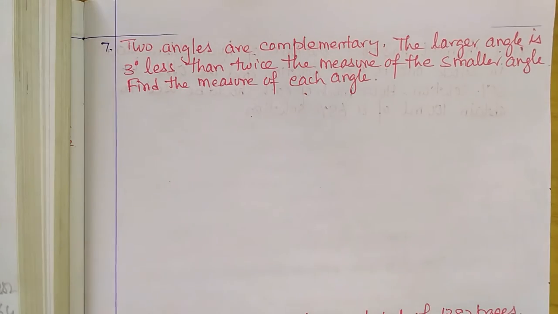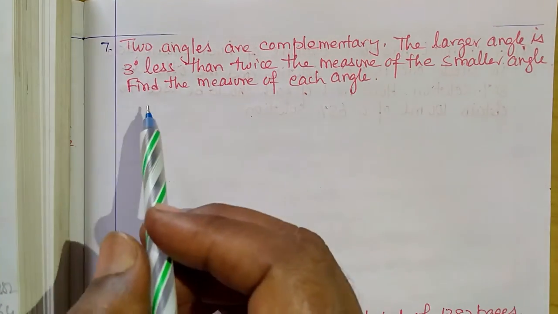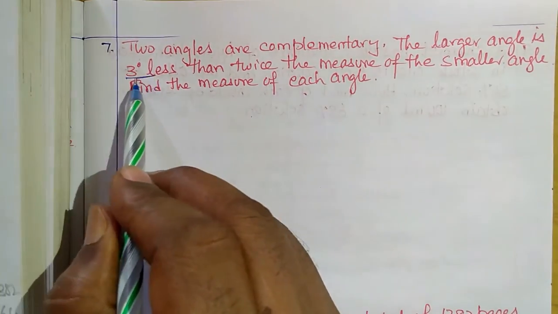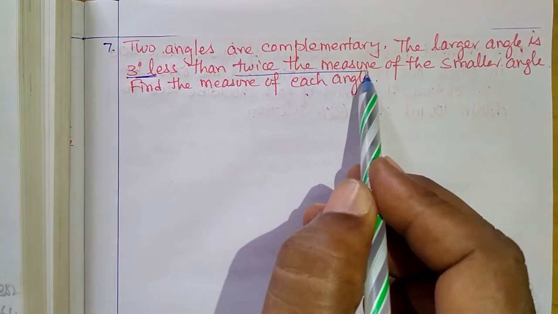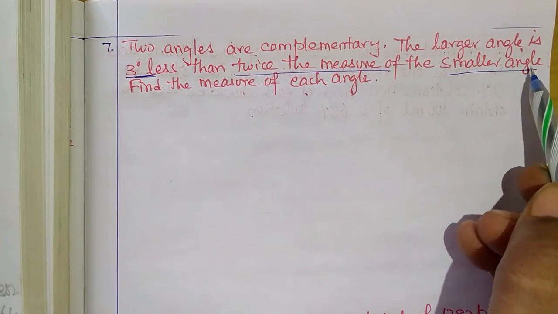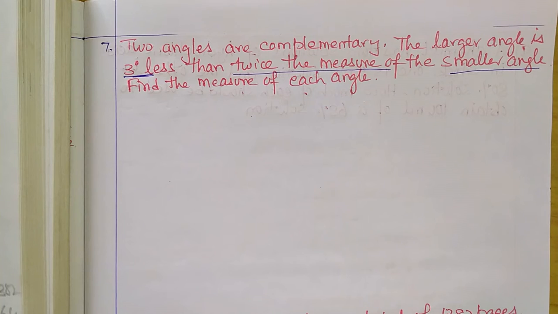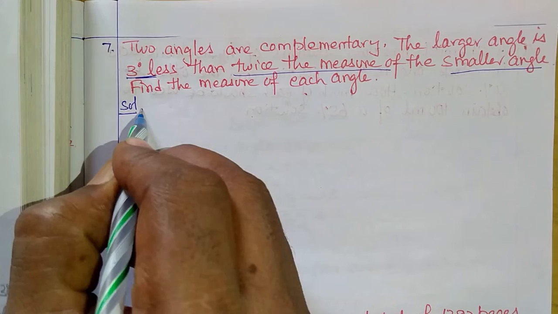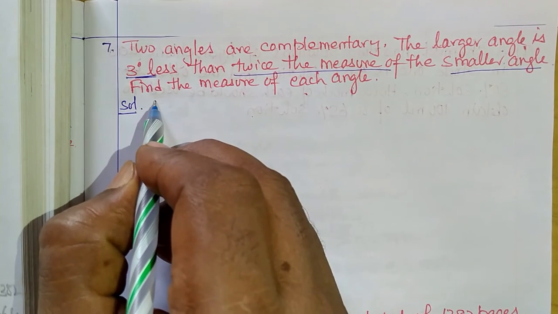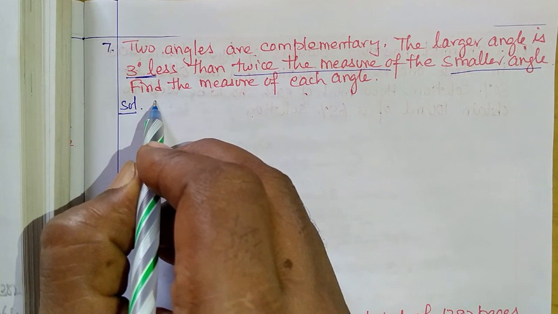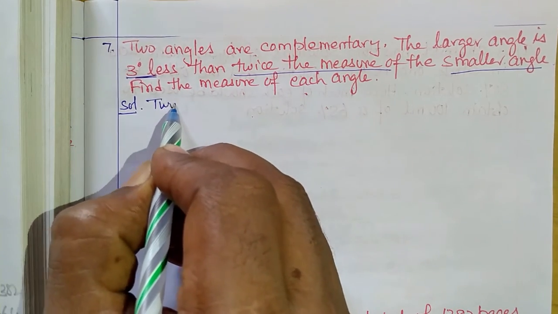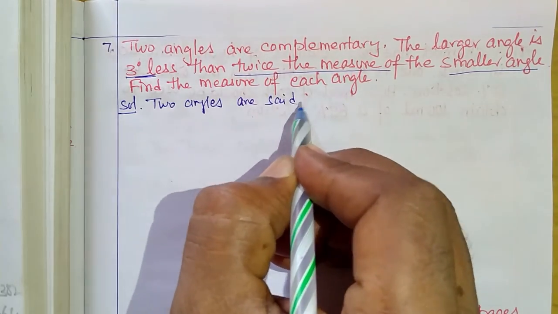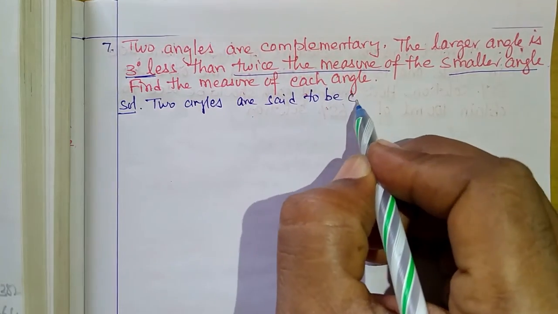90 degrees. Now to solve this problem, I have written the question here. What is given? Two angles are complementary. The larger angle is 3 degrees less than twice the measure of the smaller angle. So here two angles are complementary, and one angle is smaller. To solve this, when two angles are complementary, their sum must be 90 degrees. I will write it: two angles are said to be complementary.